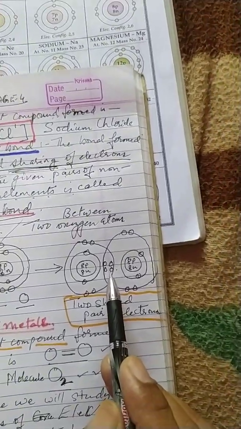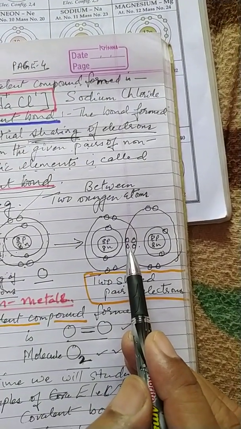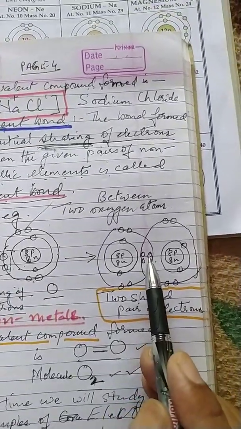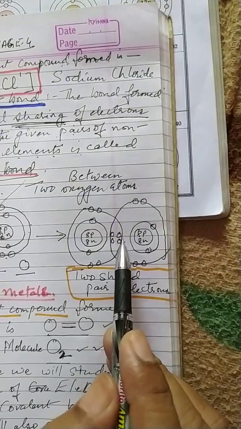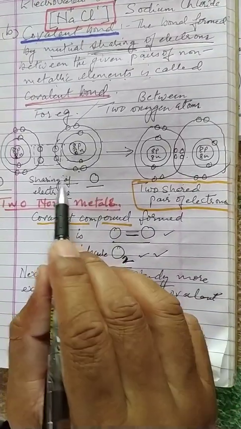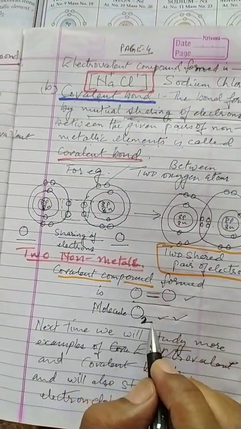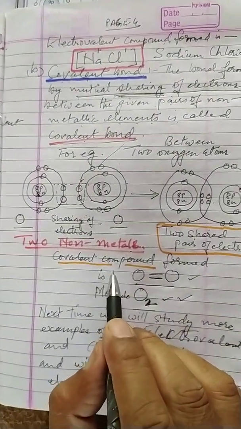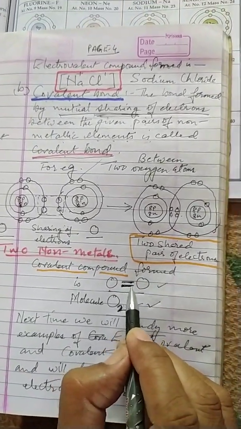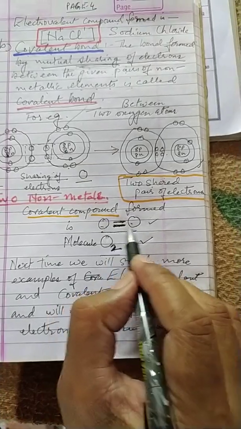You know, a pair of shoes means 2 shoes. So when you go to school, you wear a pair of shoes. Likewise, here are 2 pairs, 1 2 and 1 2. So 2 pairs of electrons are shared here. So these are 2 non-metallic atoms. They share 2 pairs of electron to give a molecule of oxygen. So we looked how covalent compound is formed, and these 2 straight lines, they show 2 pairs of electrons being shared between the 2 oxygen atoms.